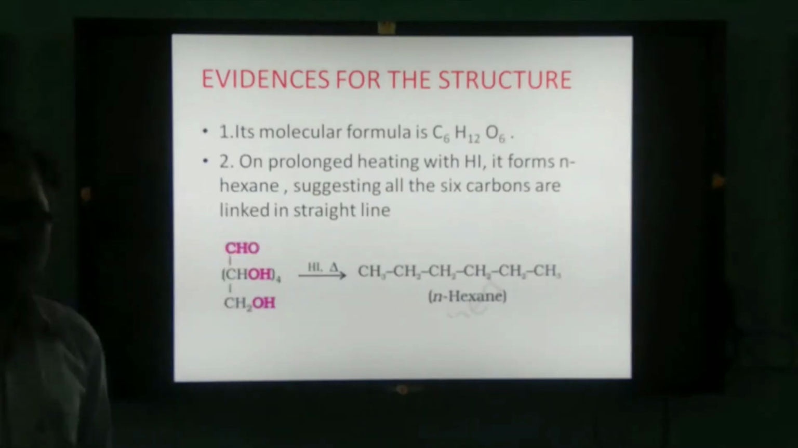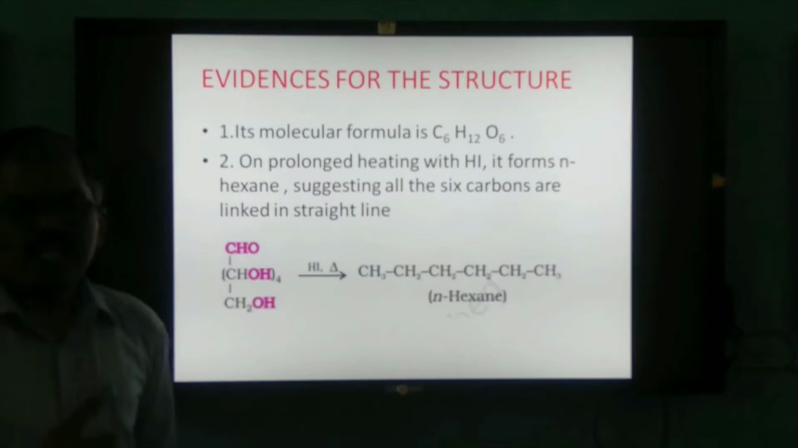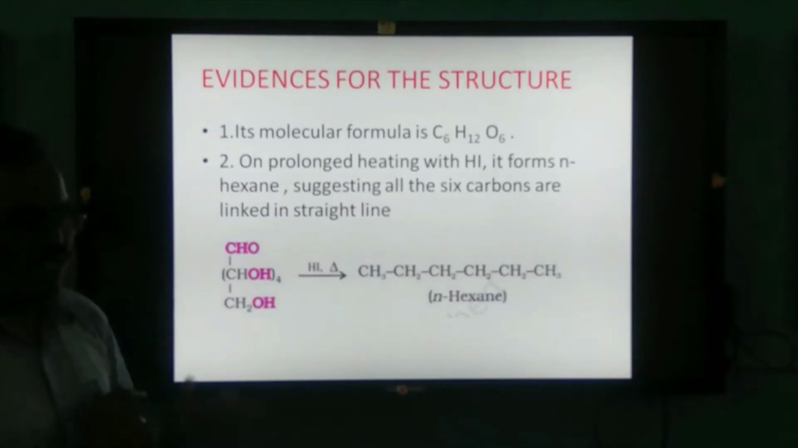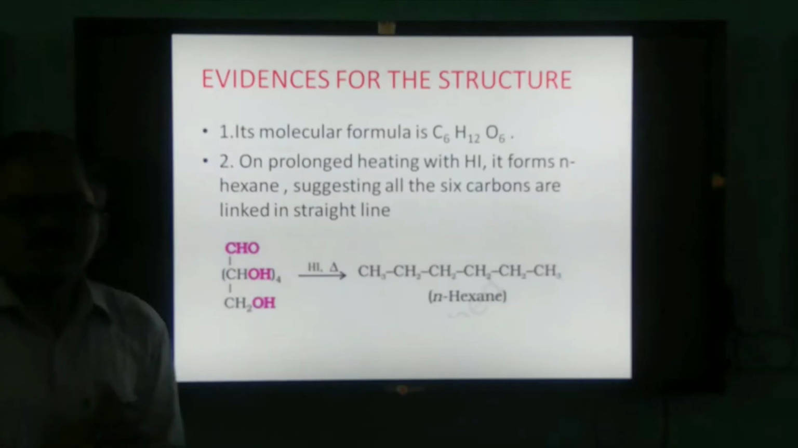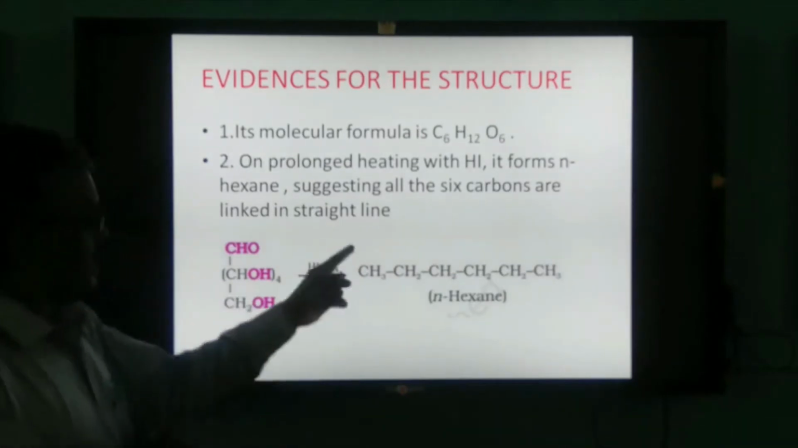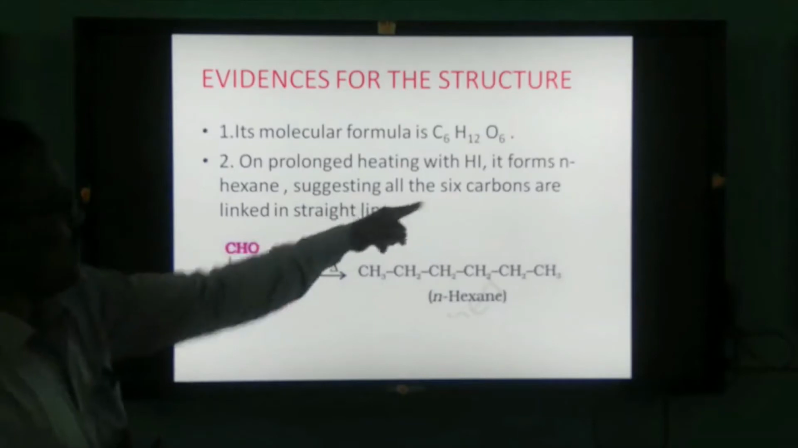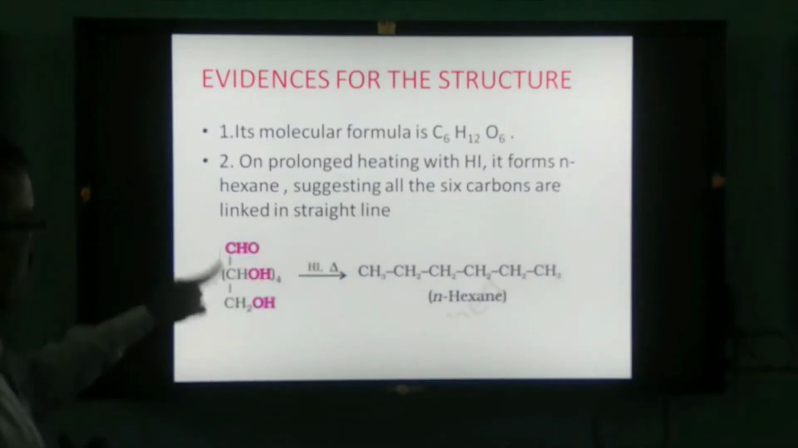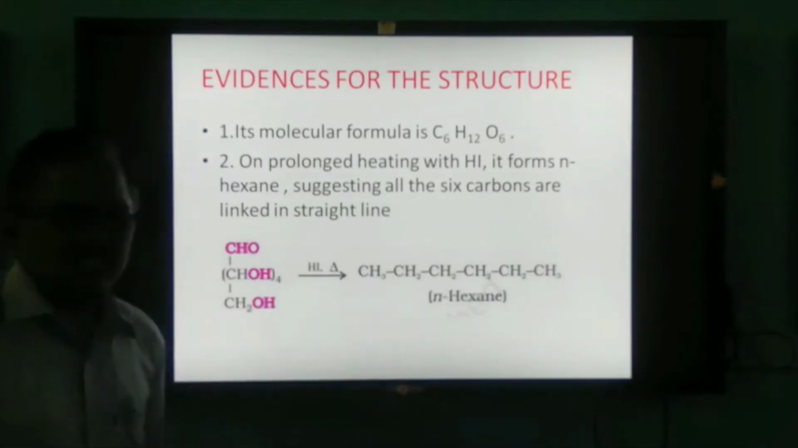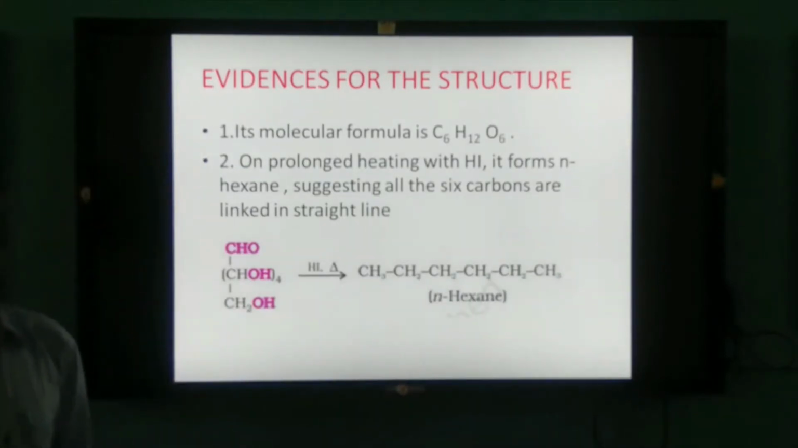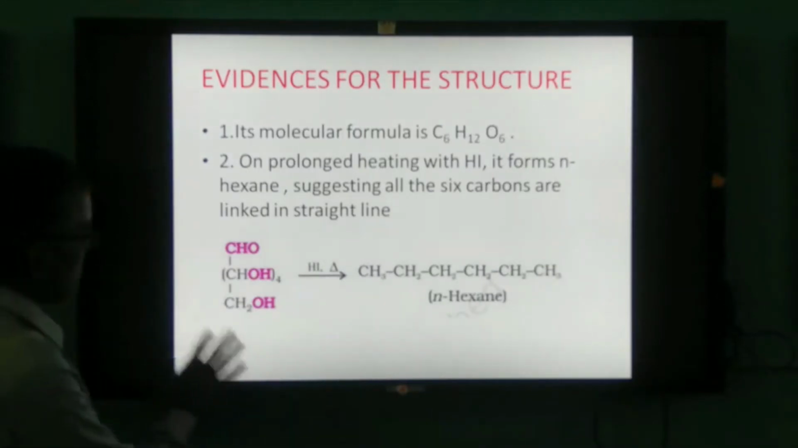That means glucose is heated with hydrogen iodide. So you will get n-hexane, indicating that there are 6 carbons in glucose linked in a straight chain. So on heating glucose with HI, you are getting n-hexane, a straight chain compound. All the 6 carbons are in a straight chain. This is one of the evidences for the straight chain structure.